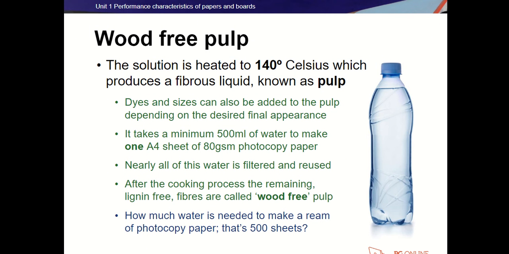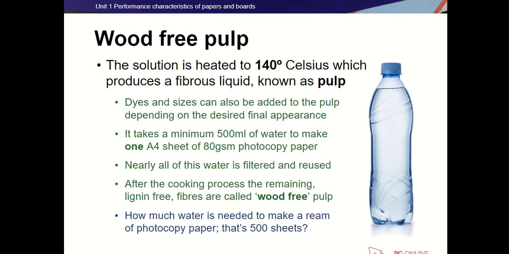Wood-free pulp. So the solution is heated to 140 degrees Celsius, which produces a fibrous liquid known as pulp. Dyes and sizes can also be added to the pulp depending on the desired final appearance. Obviously, most paper is white, so it's bleached to get that white finish. It obviously is not white to begin with. It's a sludgy, brown, porridgey appearance before it's dyed.